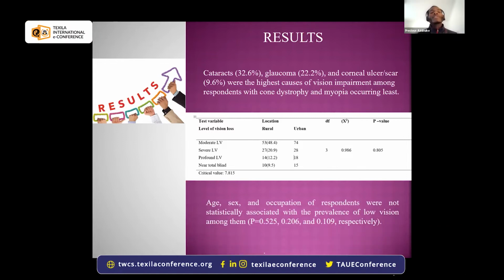We also checked the relationship between basic socio-demographic variables of respondents and visual impairment. However, age showed no statistical relationship with visual impairment, sex showed none, and the occupation of respondents was not statistically associated with visual impairment.